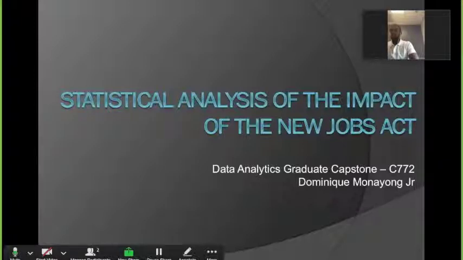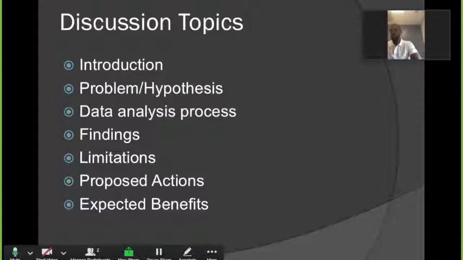Today, I'll be presenting my research for C772, the Analytics Graduate Capstone, and the title of the research is called Statistical Analysis of the Impact of the New Jobs Act. So for today, I will discuss the following topics in the following order. First, I will give a brief introduction about myself, and then I will discuss the problems as well as the hypothesis of the research. Then I will go into the data analysis process used. Then I will discuss some of the findings, the limitations, the proposed actions, and expected benefits from this research.